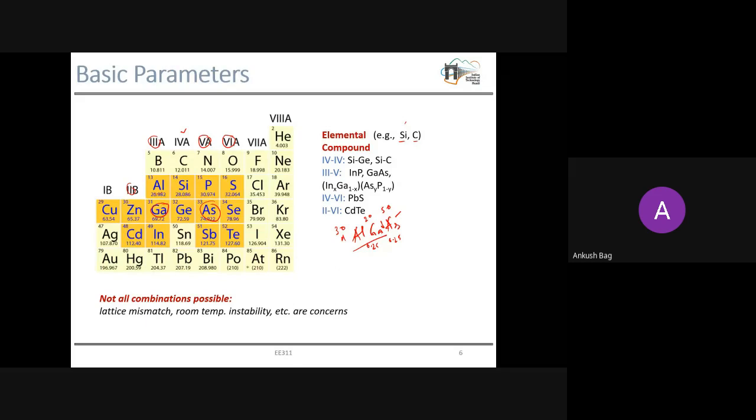However, I must mention this: not all combinations are possible. It is not that you can take any group 3 material and combine it with a group 5 material and you will get a semiconductor. It is not possible. The primary reasons are lattice mismatch, and then room temperature instability. The material itself may not be stable at room temperature. There is some chemistry involved here, so you need to choose your material accordingly. Everything is not possible.